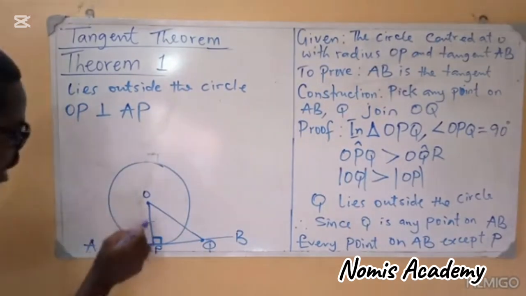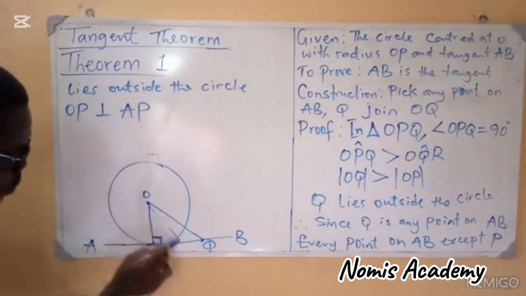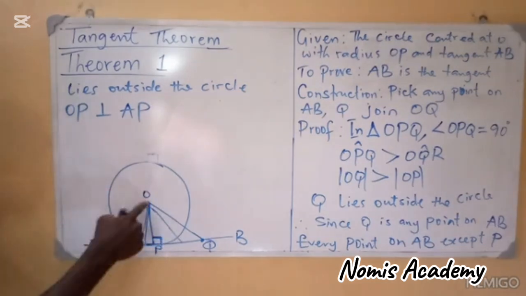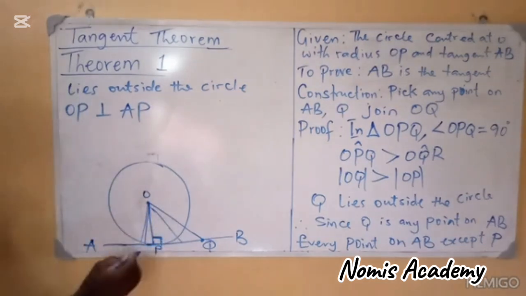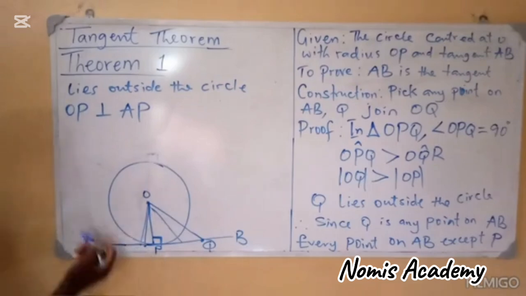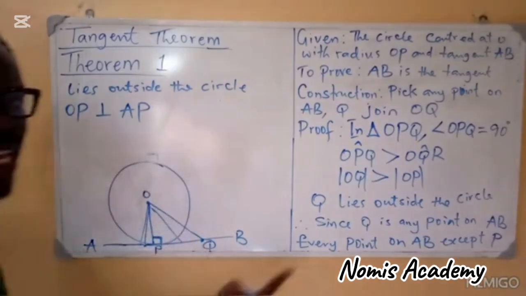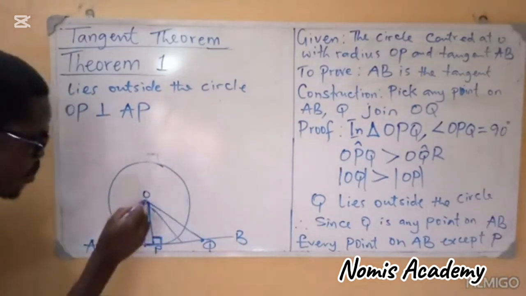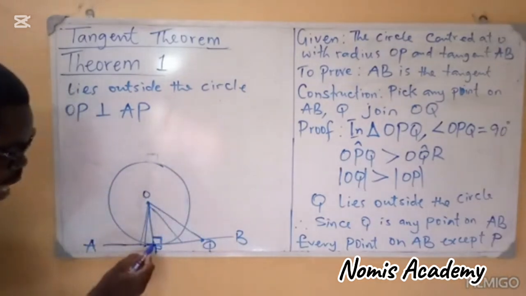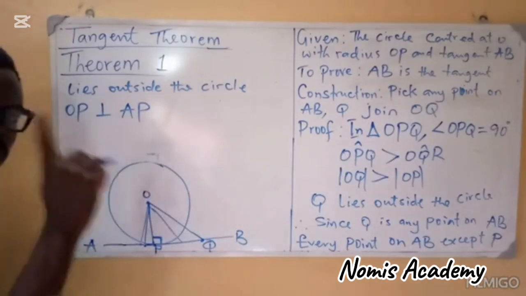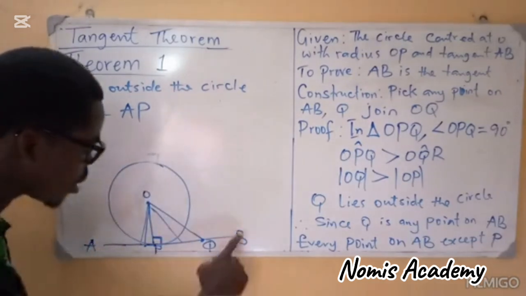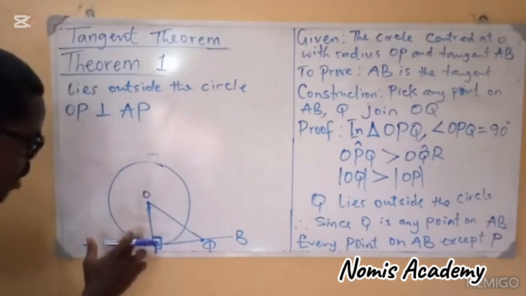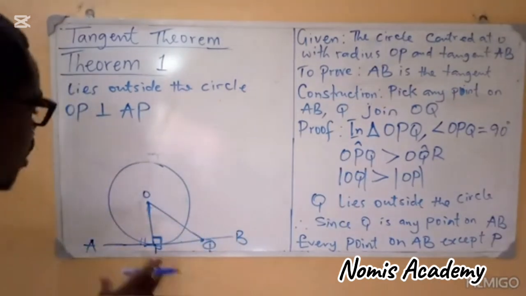Because for any other line you draw, no matter how close the line is to OP, in as much as the point lies outside the cycle, that line cannot be said to be the tangent of the cycle unless the line meets at P, which is the only point through which the tangent AB passes. So we can now see that AB is actually the tangent of the cycle.